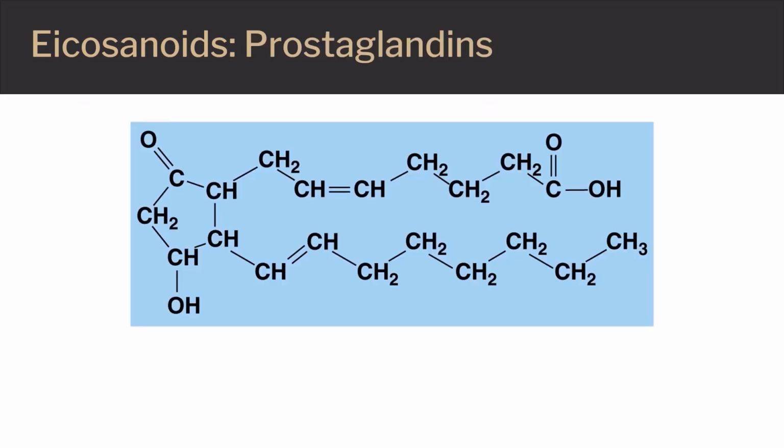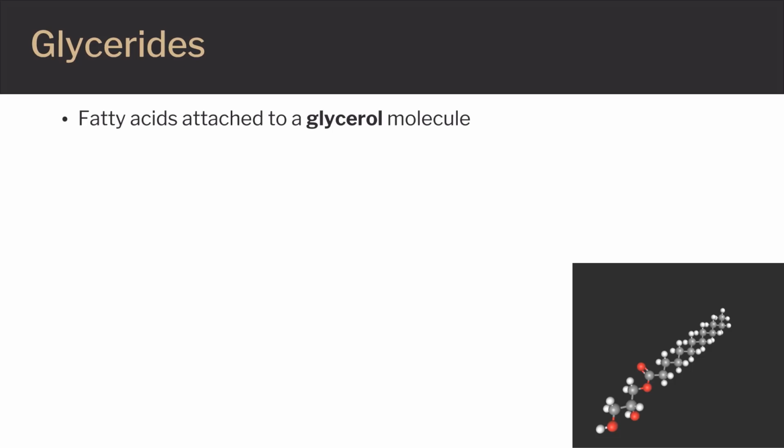Here is a structural diagram of prostaglandin. It contains 20 carbon atoms and a 5-carbon ring. Glycerides are another type of lipid. They contain fatty acids attached to a glycerol molecule.